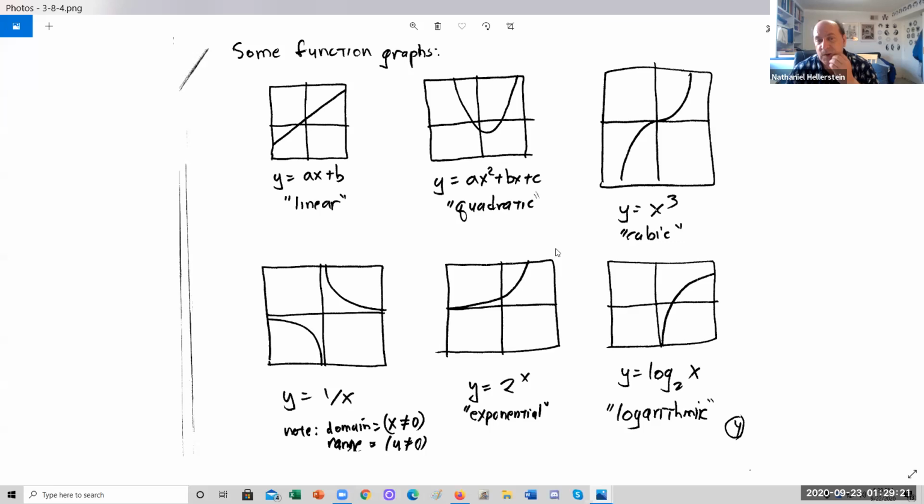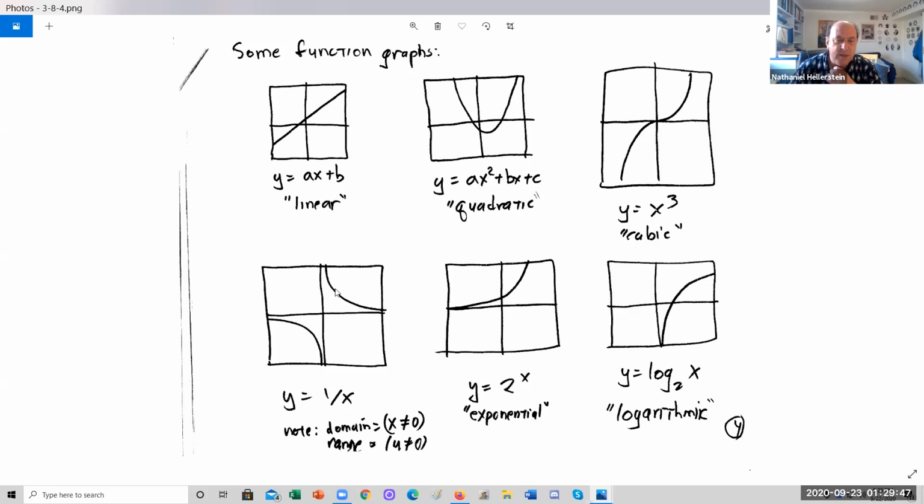Now here are some function graphs. y equals ax plus b. That's called a linear function because its graph is a straight line. y equals ax squared plus bx plus c. That's called a quadratic, and its graph is this U-shaped curve called a parabola. y equals x cubed has this N-shaped graph.